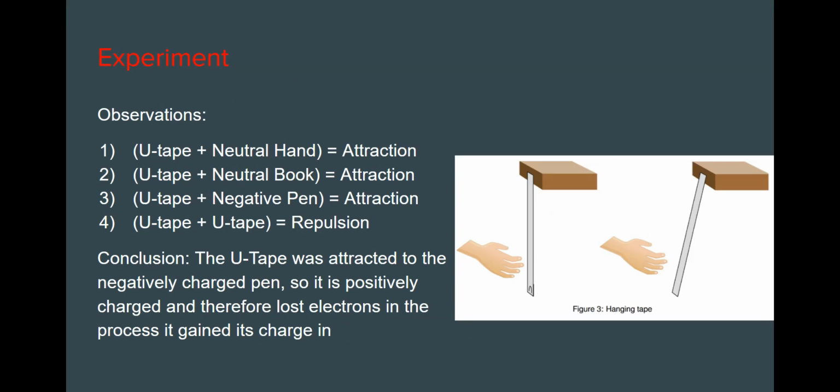As observed from the experiment, the U-tape was attracted to the neutral hand, neutral book, and the negatively charged pen, while repelling the other U-tape. From this, it can be determined that the U-tape itself is positively charged.